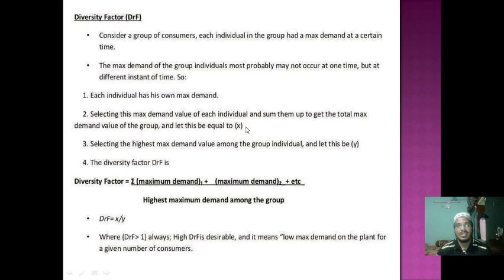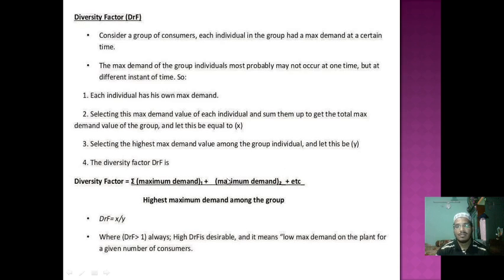Let the value of x be the total maximum demand of all consumers, and y the individual maximum demand of the customer which is the highest. So the formula is: diversity factor equals the summation of maximum demand 1 plus maximum demand 2 and so on, for all 5 customers. Here we are calculating all the maximum demands.